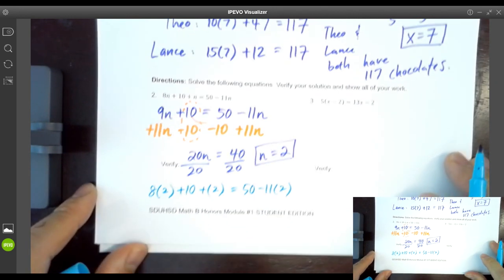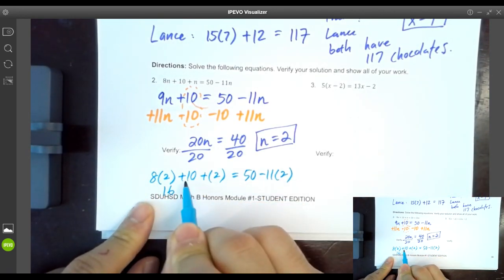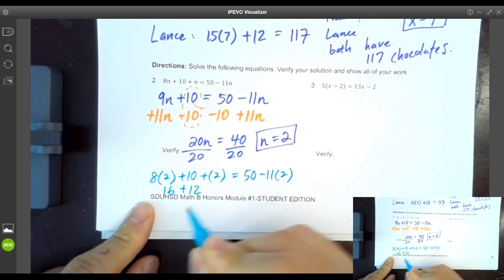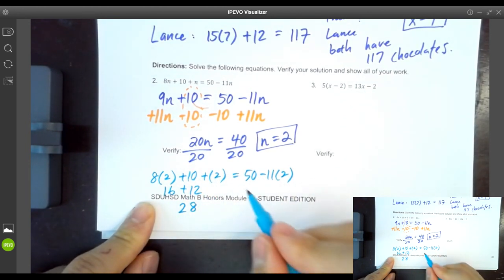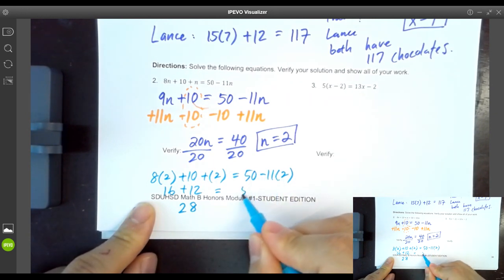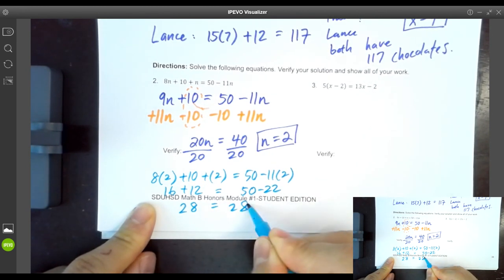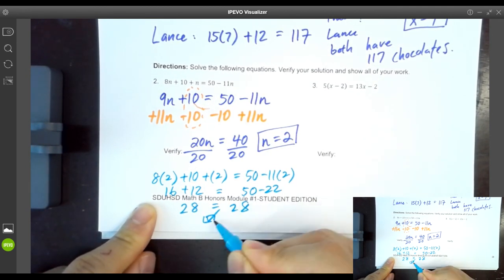Okay, let's check. So 8 times 2 is 16. Plus 2 is 18, plus 10 is 28. And is that the same thing as 50 minus 11 times 2, which is 22? And it is indeed 28. So you know you're right.